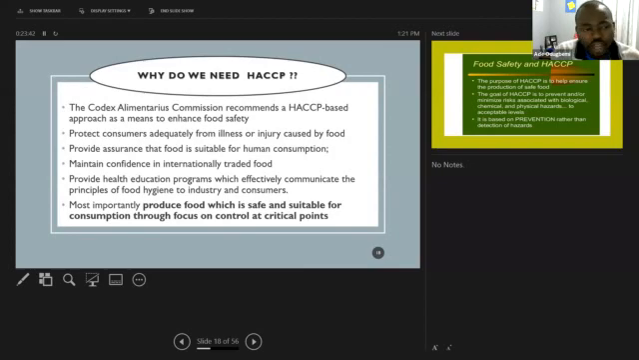Then it provides health education programs which effectively communicate the principles of food hygiene to the industry and to the consumers. Then lastly, you want to produce food which is safe and stable for human consumption through focus on critical control points. It's about you being able to sleep at night as a food processor, that you are sure that the product you are packaging is safe. It's about you putting your head to rest, knowing that every package or every box of product leaving your facility is safe.